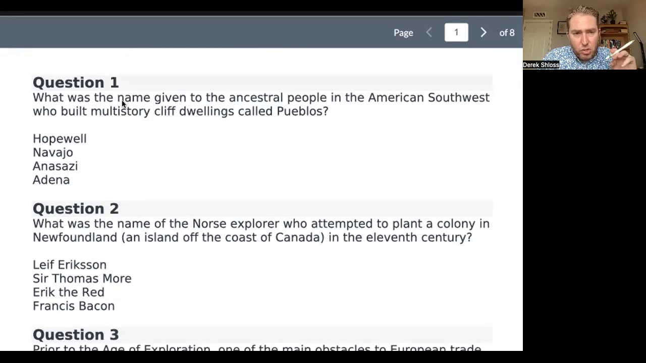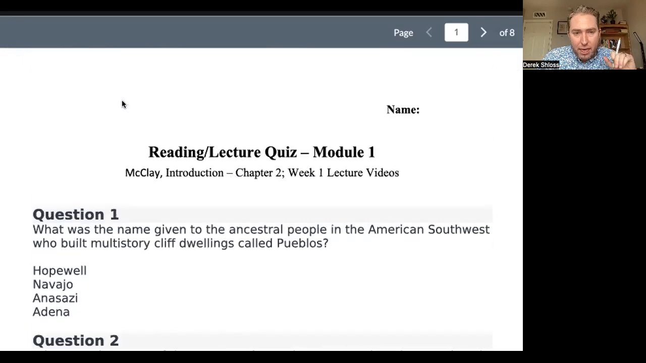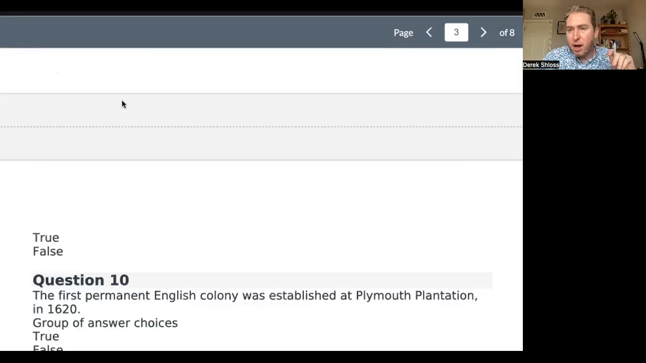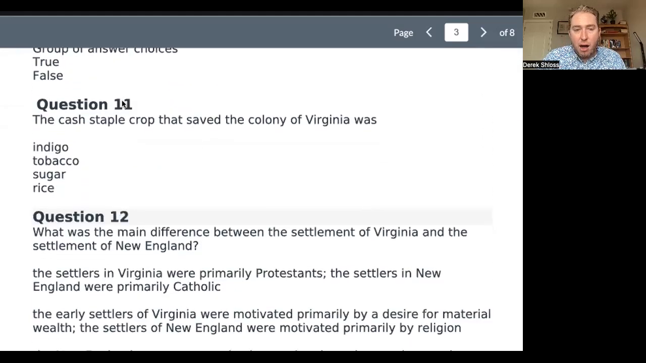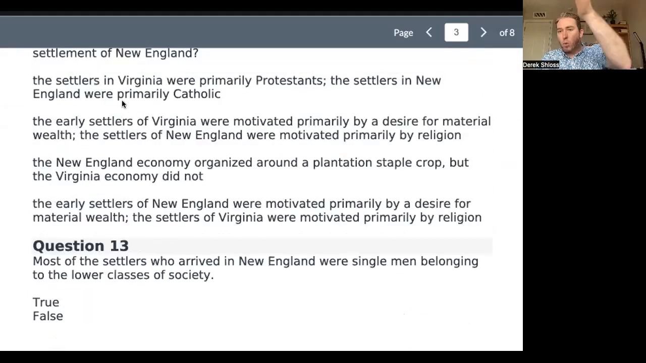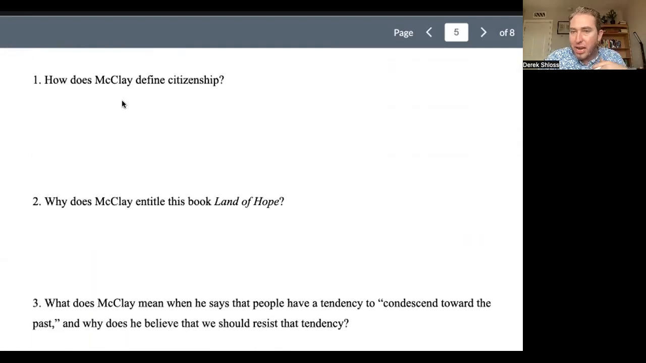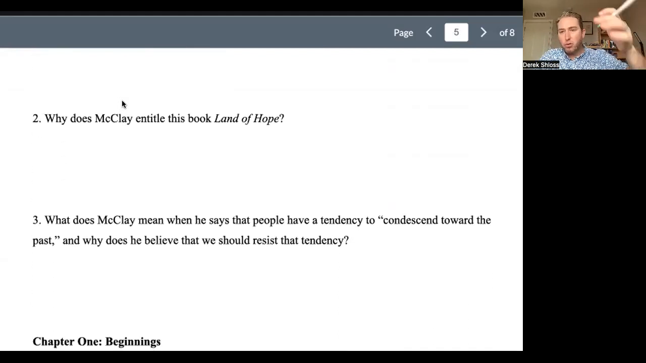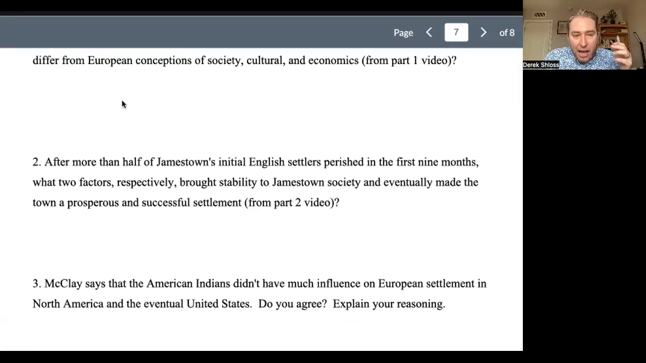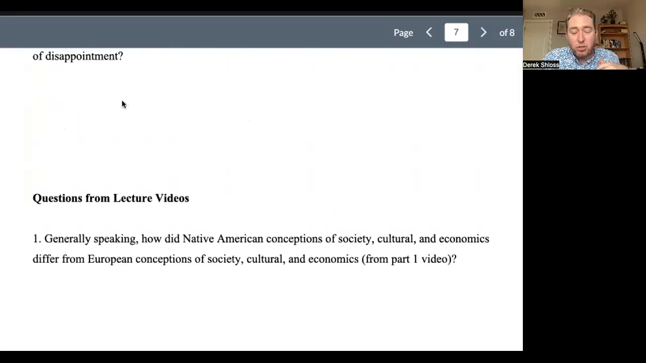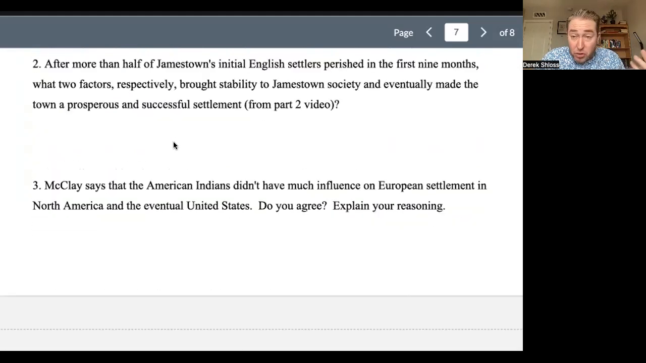And I believe, for the first set of multiple choice questions, questions 1 to 15 deal with introduction to chapter 2, going basically in order, introduction, chapter 1 to chapter 2. Then once you get to the short answer questions, and the first question, how does Maclay define citizenship? Then you would go back to the beginning of the introduction and again, work your way through chapter 1, chapter 2. And then again, the questions from lecture videos, obviously you want to watch the lecture videos to answer these questions.